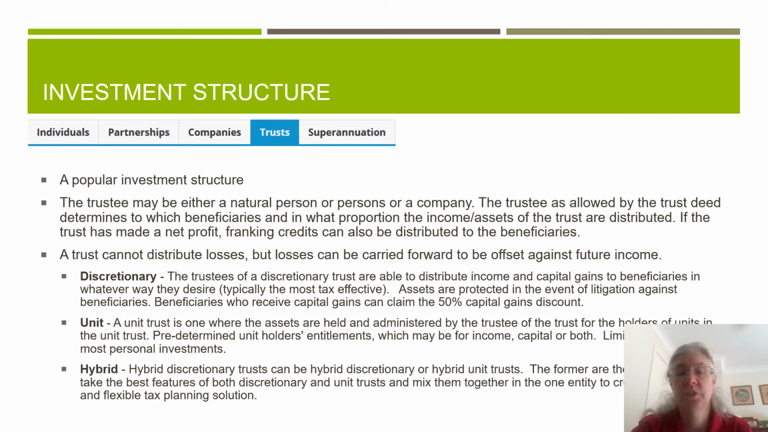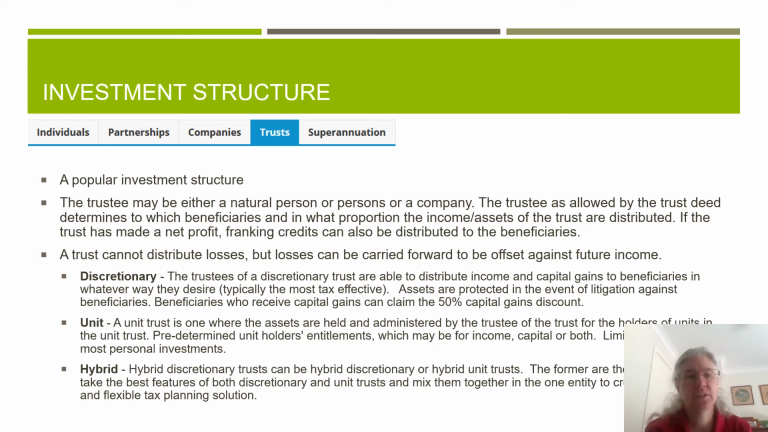Our fourth option is trusts. This is quite popular. It could either be a natural person or persons or a company. So the trustee is allowed by the trust deed. It depends what the trust deed says as to which of the beneficiaries, what proportion of the income and the assets are distributed. So if they've made a profit, franking credits can also be distributed to the beneficiaries. And we love franking credits. A trust cannot distribute losses, but they can be carried forward to be offset into the future income.